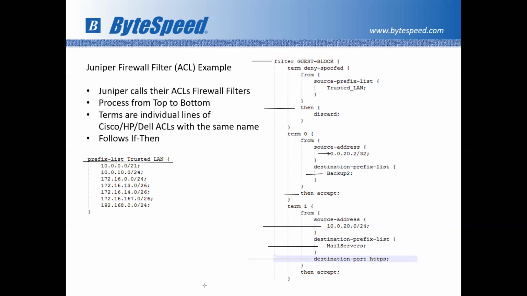So term 1 is basically: if it's from the guest network, which is 10.0.20.0/24, the destination is our mail servers, and it's HTTPS, then we accept. This term would not allow other traffic to our mail servers. So if I was trying to go to port 80 for HTTP, or trying to ping the device, or do an NS lookup at it, pretty much literally any other port, this term in our rule would not allow it.